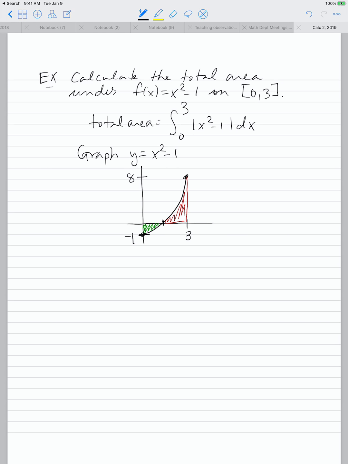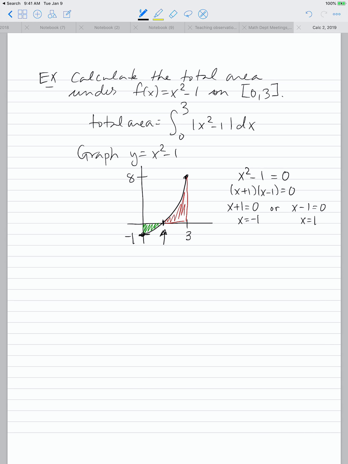So the first thing I want to do is find out where this crosses. Okay, so I'm going to take the function x squared minus 1 and set it equal to 0, right? That's where we get an x-intercept. And I did this in class. I rewrote the left-hand side that way and used the idea that when a product equals 0, then one factor is 0, or the other factor is 0. And so we get x equals negative 1, or x equals 1.